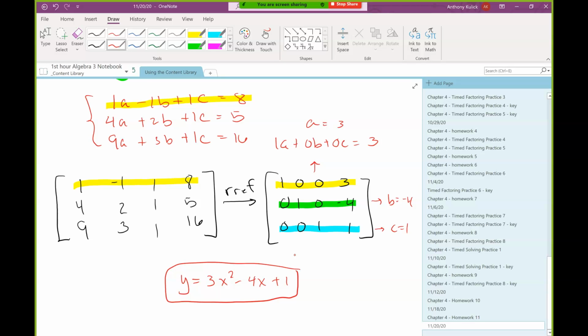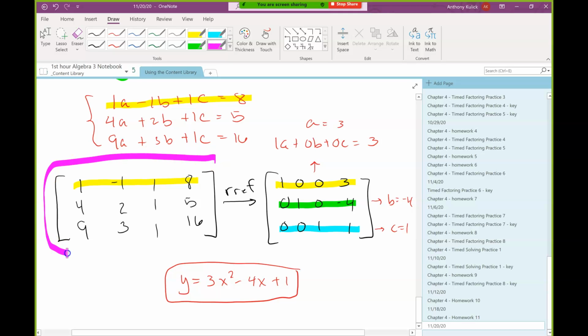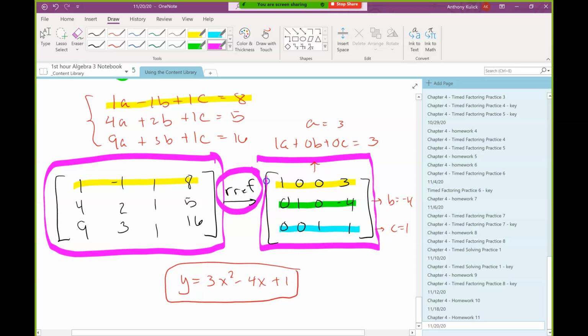So let me show you guys now how to type this into your calculator. So we'll be typing something like this into our calculator, and then using this command on it, and our calculator output this as its answer, which we would interpret as a equals 3, b equals negative 4, and c equals 1. Notice the last column is all we really care about there, right? It tells us in order the answers for a, b, and then c.